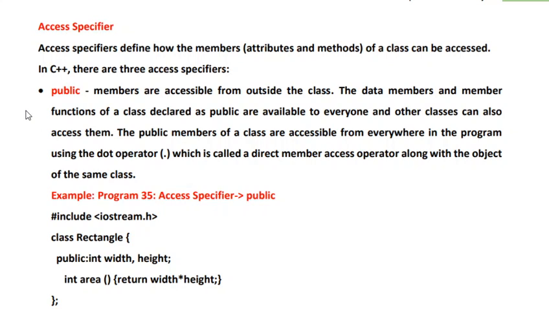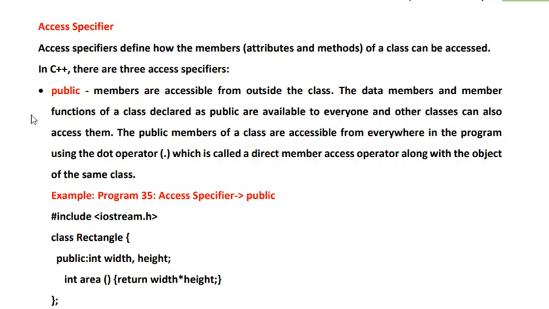So in today's class, we are going to discuss access specifiers. Access specifiers in C++ define how the members of a class can be accessed. There can be two types of members in a class: data members and member functions. An access specifier specifies the way the data members and the member functions in a class can be accessed.